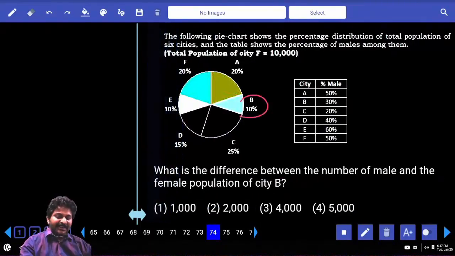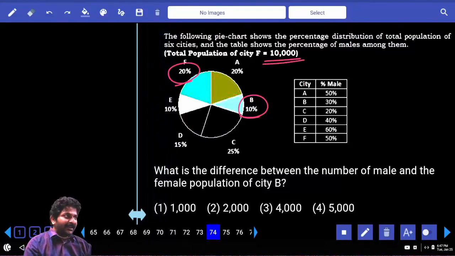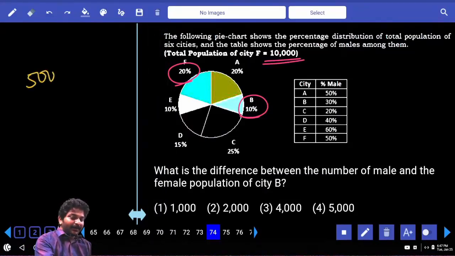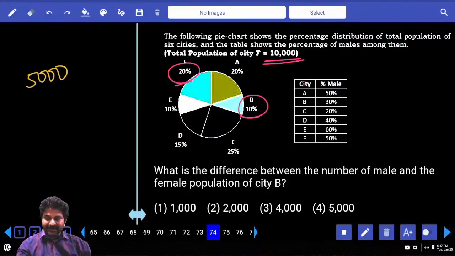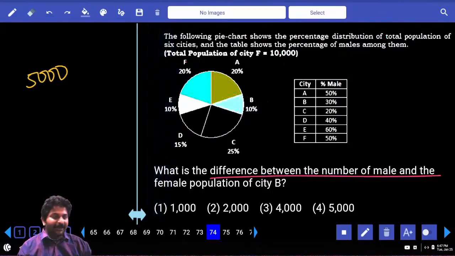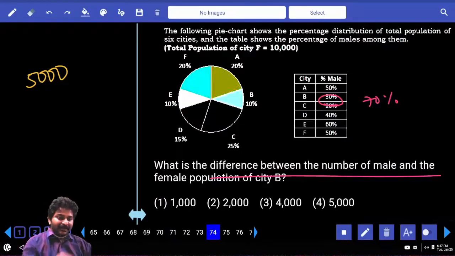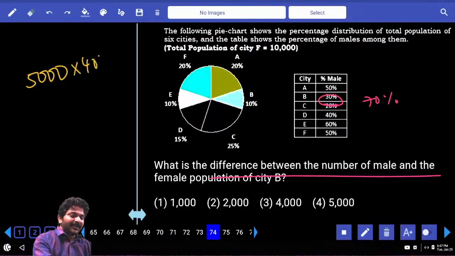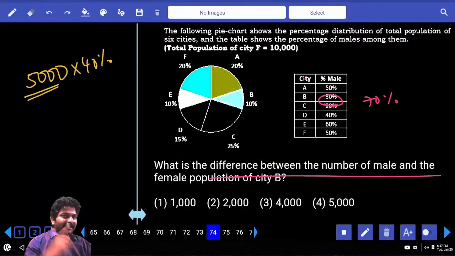Okay. First of all, in city B, what is the percentage? You know that 20% is equal to 10,000. Then 10% is equal to 5,000. Correct? Next. Now your question is to identify the difference between male and female only. In B, how many male are there? Then female are? Difference? So you need to calculate 40% of this number only. 10%, double, again double. That's all. Clear? Right.